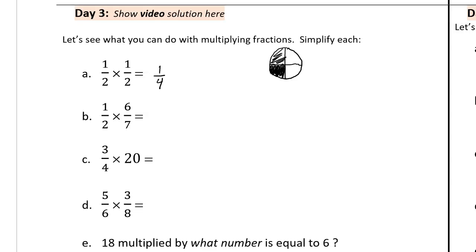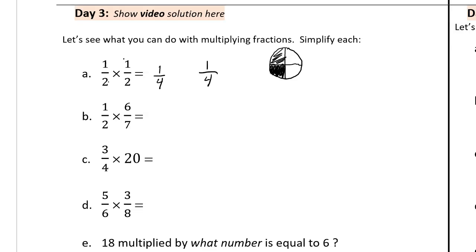The rule for multiplying fractions is very straightforward. To multiply fractions, multiply the numerators together, and then multiply the denominators together. 1 times 1 makes 1. 2 times 2 makes 4. If this fraction has an equivalent simpler form, you do what's called reducing the fraction. 1/4 cannot be written in any simpler form.